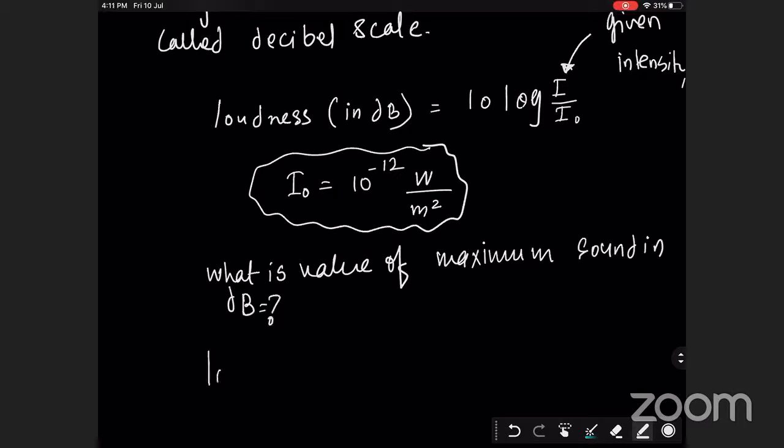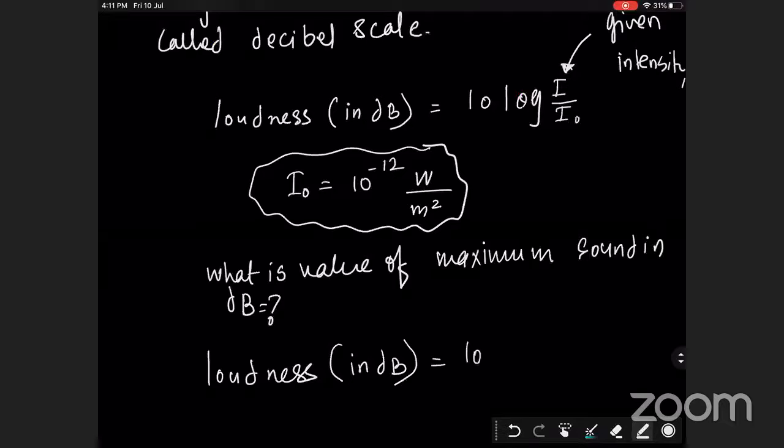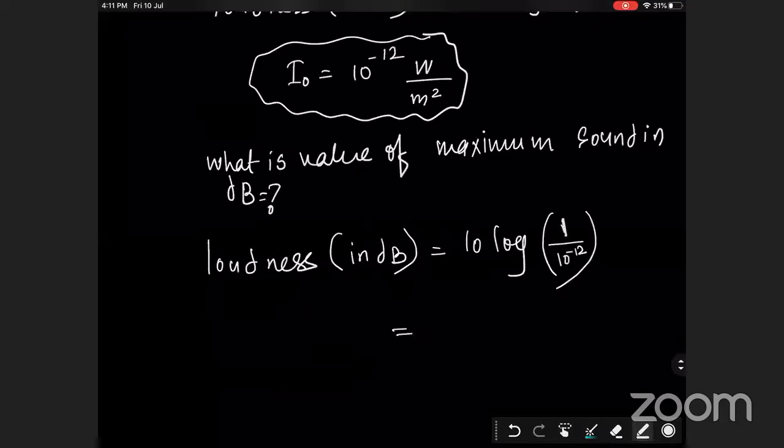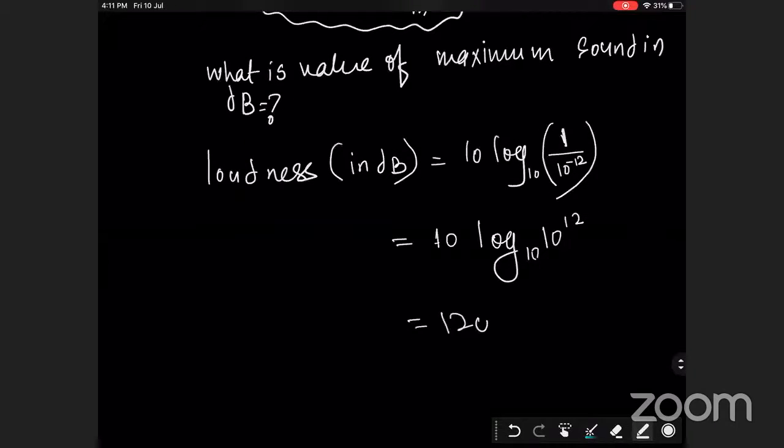बताओ कैसे करोगे. लाउडनेस इन डीबी इज इक्वल टू 10 log, बताओ क्या लिख दें. मैक्सिमम इज 1 एंड मिनिमम इज 10⁻¹². राइट, तो जब ये ऊपर जाएगा तो +12 हो जाएगा. बेस इज ऑल्सो 10. So 10 log base 10, 10⁻¹². 12 will come in the front, so it will come 120 log 10, 10.